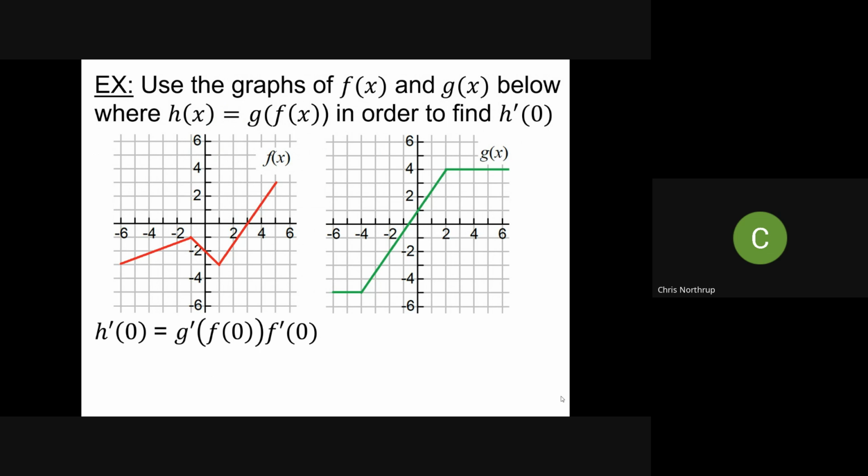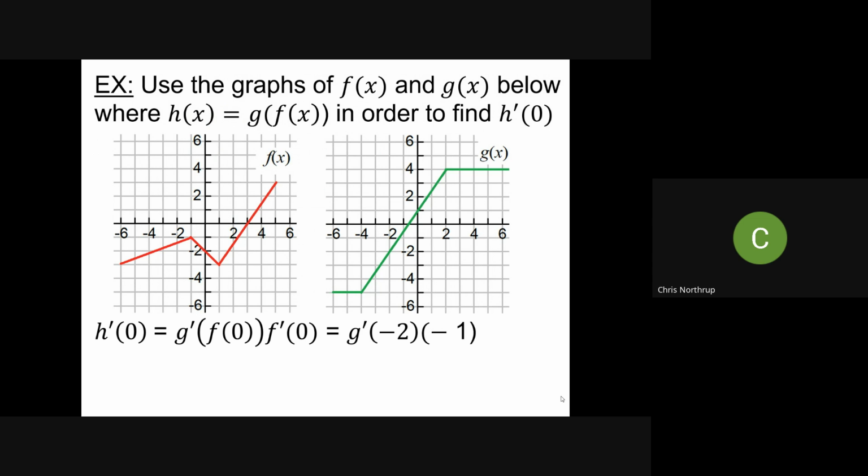If you look at when x is 0 on the red graph, you have a slope of -1. If you just use rise over run, that line segment goes from -2, -1, the point in the xy plane, over to 1, -3. If you calculate that slope, or just do rise over run, you'll get -1. So this becomes g prime of -2, because f at 0 is -2, and f prime at 0 is -1.